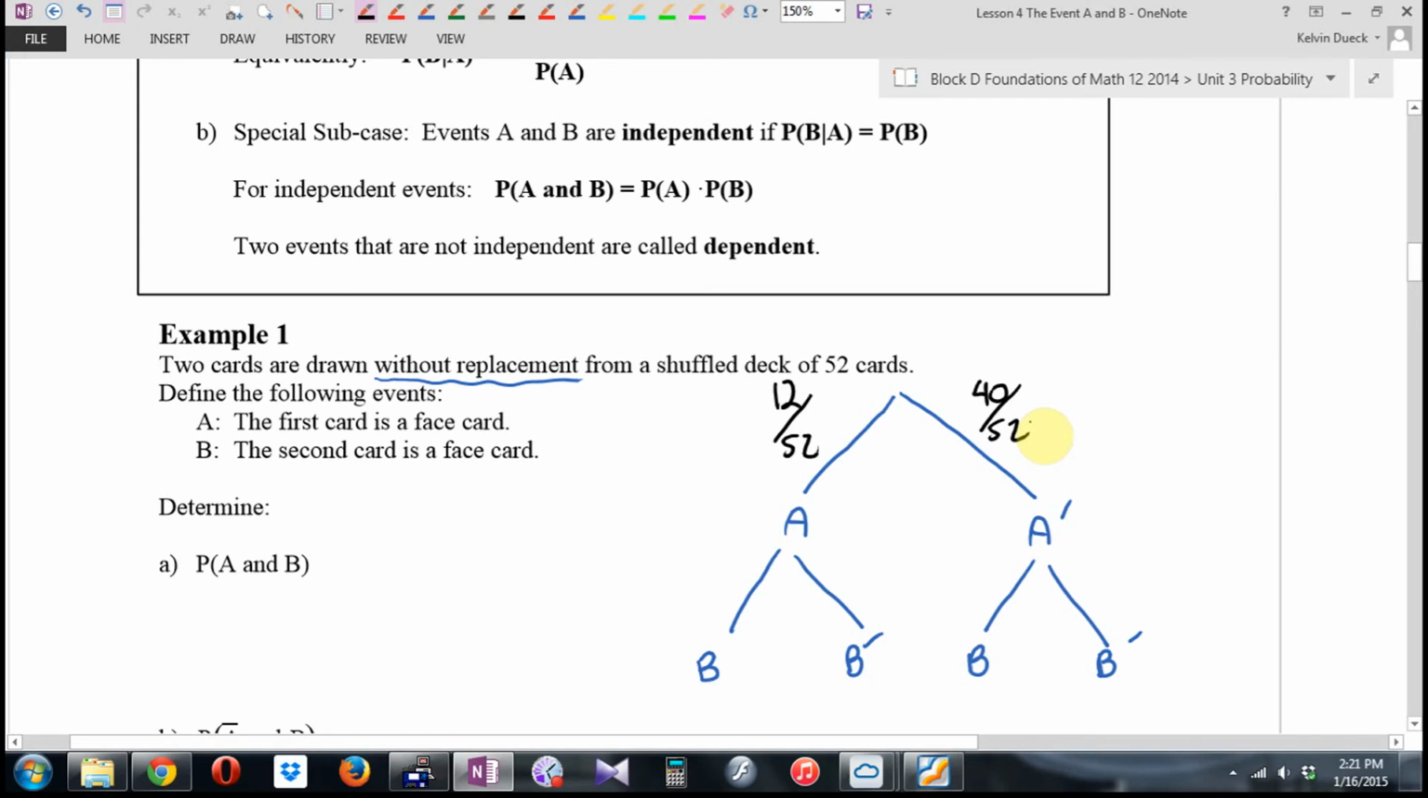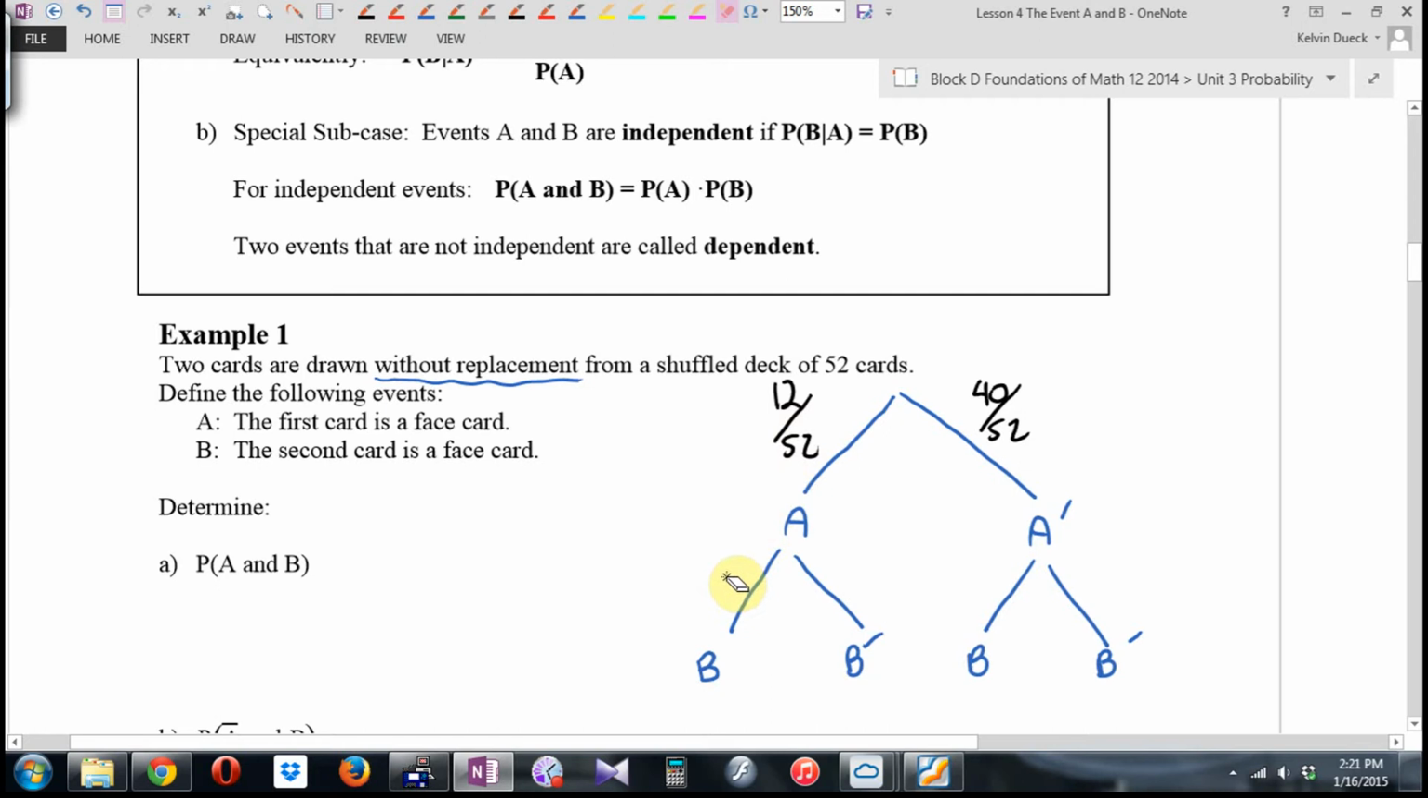You with me, Brianna? Or are you zoning out? You with me? Okay. So how many face cards were there initially? 12. You picked a face card. How many are left? Don't overcomplicate it. How many were there initially? You picked a face card. How many are now left?